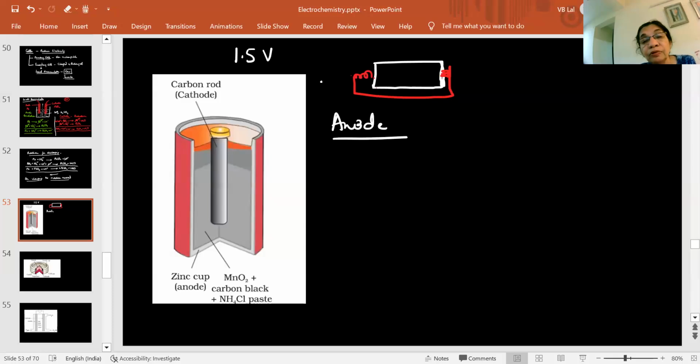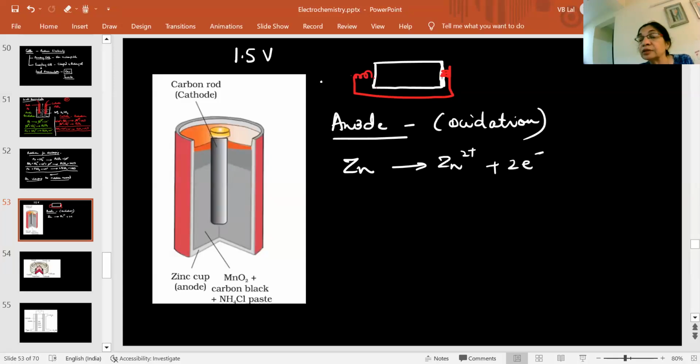The anode, I told you, is the place where what happens? Oxidation. This is the first thing that you should always write: what is happening at the anode? Oxidation. And this is a galvanic cell. It has to produce current, so electrons should be formed at the anode. So what is the reaction? The anode is made of zinc, so Zn gives Zn2+ plus 2e-. This is the reaction happening at the anode.